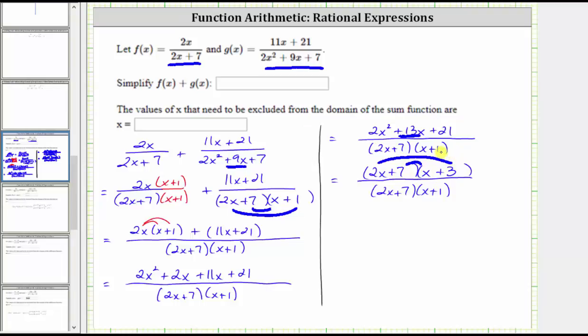And now check the sum of the inner product and the outer product. The inner product is 7x, plus the outer product is 6x, and 7x plus 6x is 13x, and therefore this is factored correctly. And now notice we do have a common factor of 2x plus 7 between the numerator and denominator, and therefore this does simplify. 2x plus 7 divided by 2x plus 7 simplifies to 1, and therefore the simplified sum function is the quantity x plus 3 divided by the quantity x plus 1.